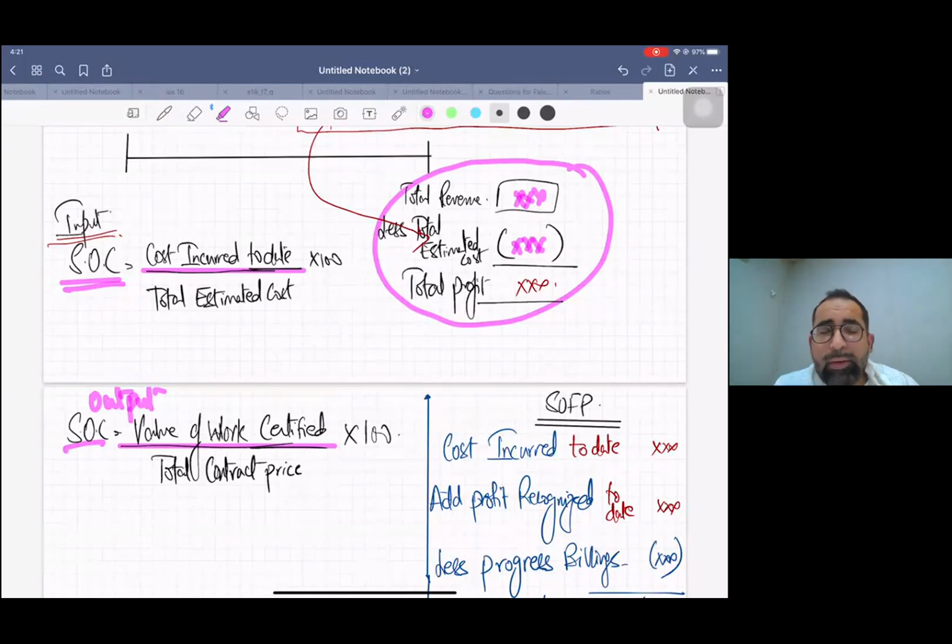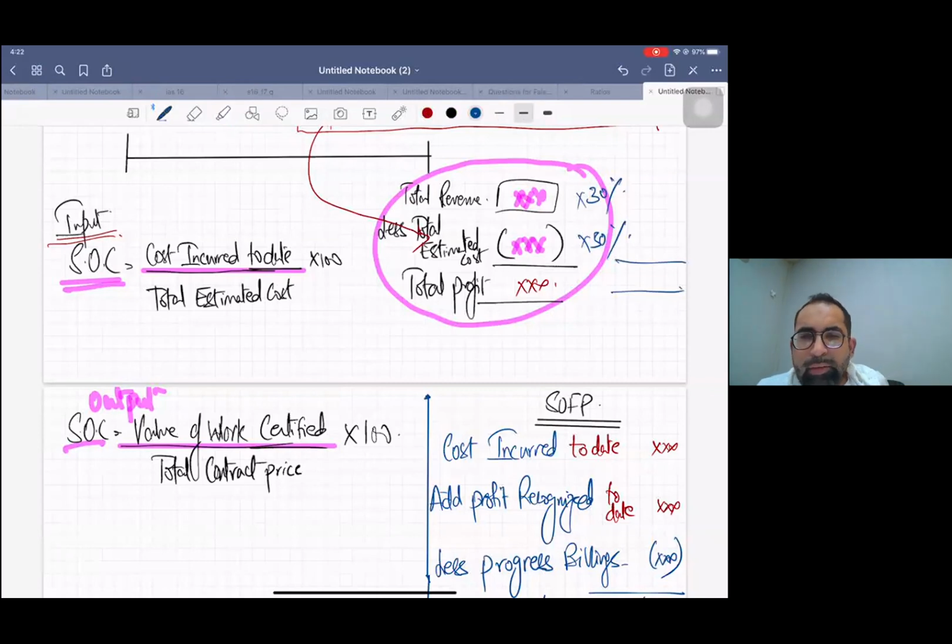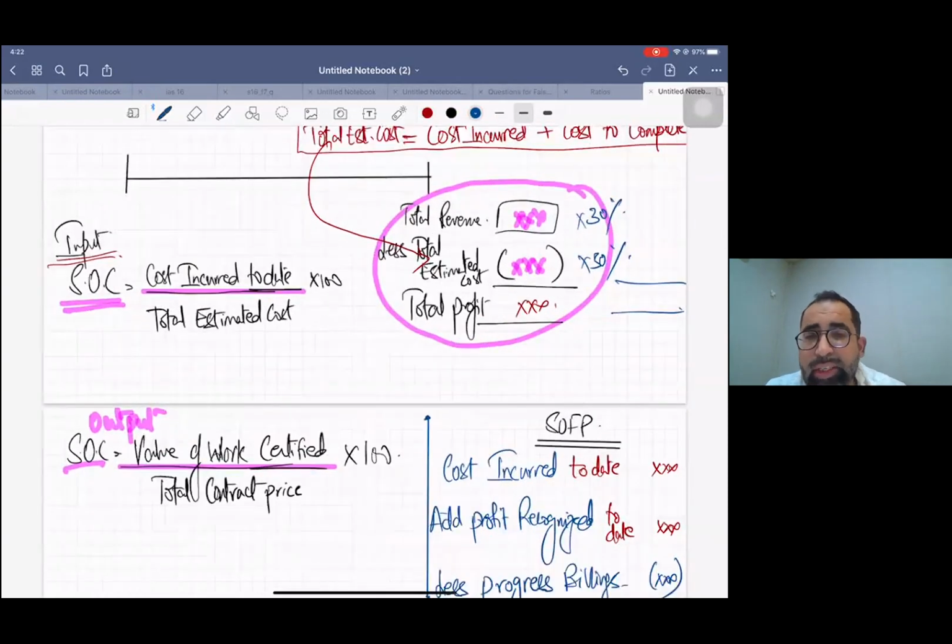Once you get the stage of completion, for example 40% or 30%, you will multiply the revenue by 30% and the total estimated cost by 30%. So you will get the P&L for the year. I will teach you how to do it in today's lecture, and we'll be doing a practical question regarding this as well. This is related to the income statement.